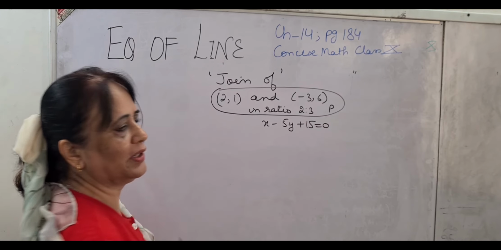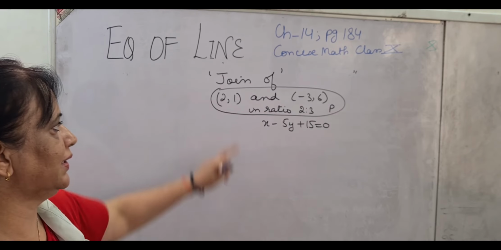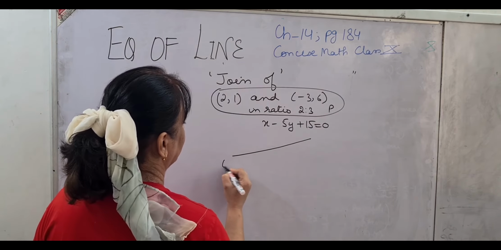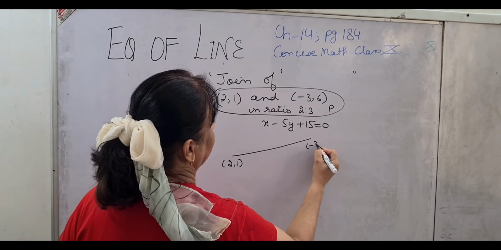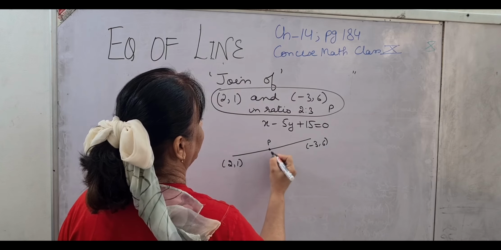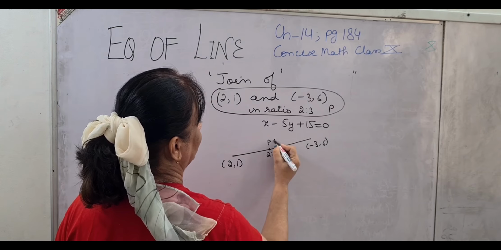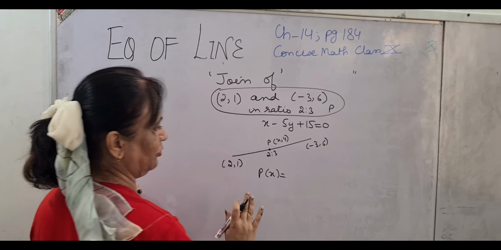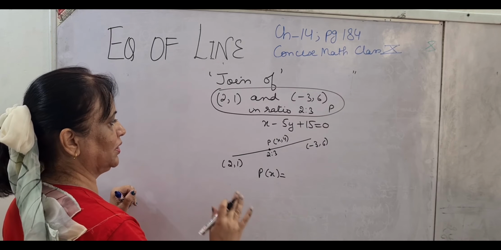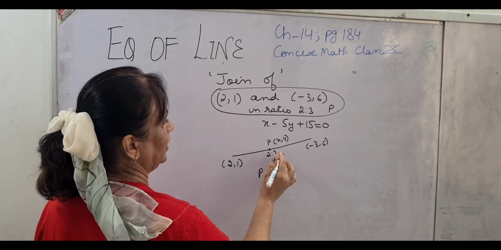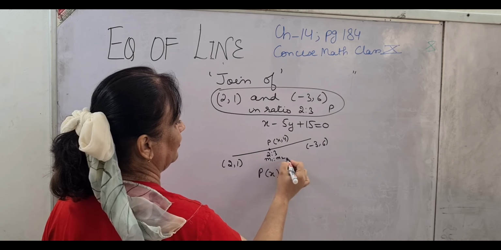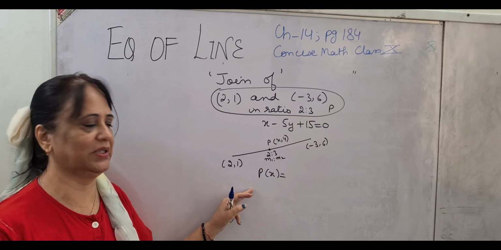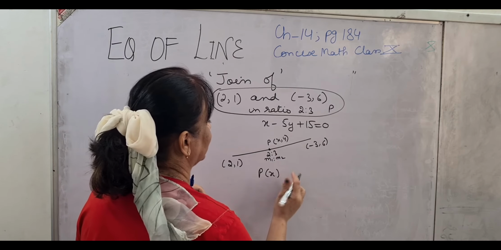This is the type of question we have done in the previous chapter also, and this is related to section formula. You know how to do the section formula. I will make a line as I used to: 2, 1 and minus 3, 6, and P is any point in the ratio 2:3. So you have to find the coordinates of P, x and y. Section formula is to be used here. This is M1, this is M2, and I hope you have remembered the formula. If not, then please watch the video of distance and section formula once again. You will come to know what is section formula.